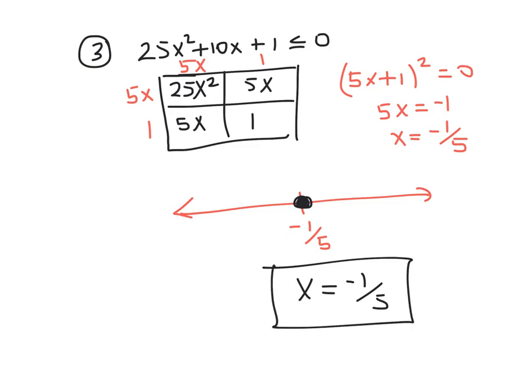You can test the other regions and you'll see that it's going to be false there. The only place that is true is within that region. And that's how to solve quadratic inequalities.